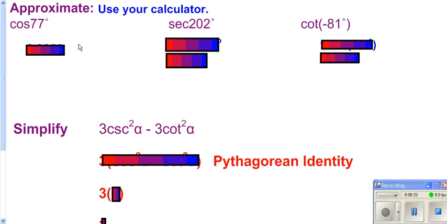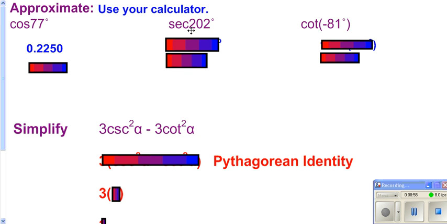We want to go ahead and approximate these with our calculator, which means all you're going to do is turn your calculator on. Since we're dealing with degrees, you want to make sure your calculator is in degree mode. Then just go cosine 77 degrees, and it should give you a decimal approximation of this. For the most part, we'll go 4 decimal places.